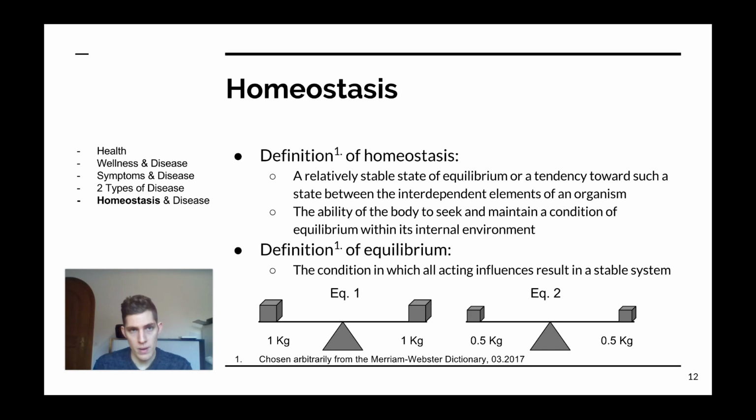Now on the bottom, I have illustrated two examples of equilibria. These are two different systems. They're both stable, both equilibrium. We see balanced weights. In the first one we have 1 kilogram per side. In the second one we have half a kilogram per side. Both are in equilibrium. But they are different, because if we look at the system individually, they are different.